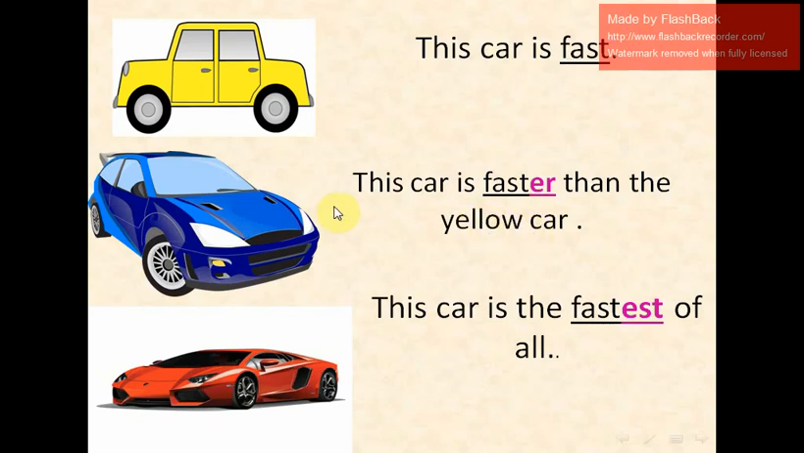Okay. Now what if I need to compare this one to all of them? I will say this first. Where's the adjective? Fast. Yes? This car is the fastest of all. I added how many letters? I added three letters, est, and I add them to the adjective, fast.